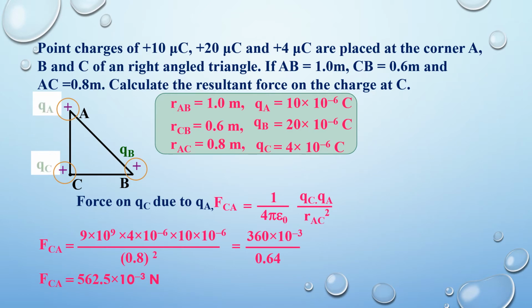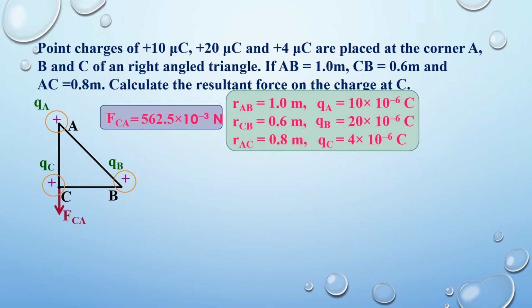Now this is the force that we have found out between A and C. Now this should give you the direction of force, which is FCA, which is pointing from A towards C. And you can say this force acts along AC.